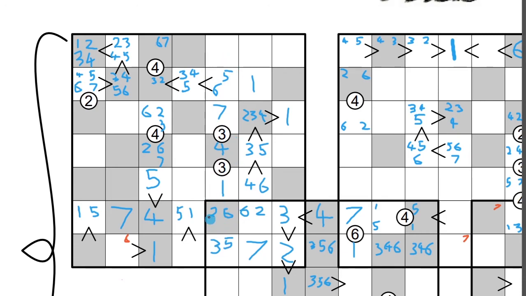So in this row, 2 can go here or here. Column. 2 can go there or there. 2, 2, 2, 2. 2 here would. I did this recently. Two, five, three, six.